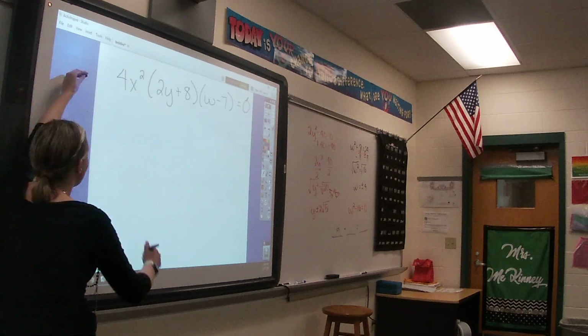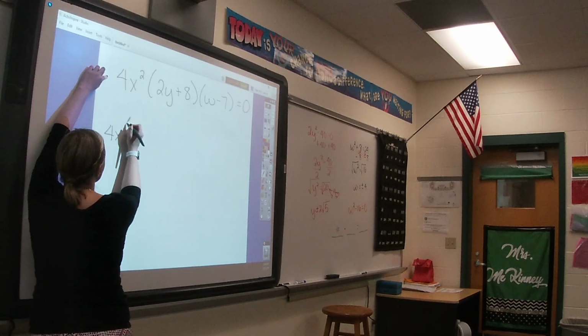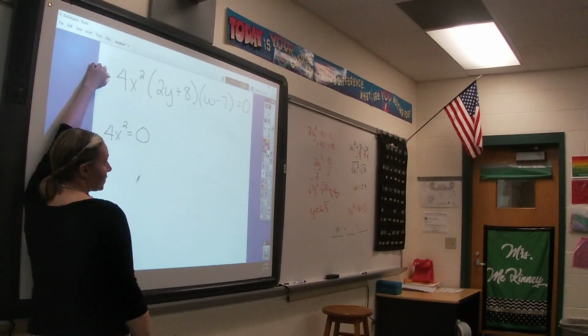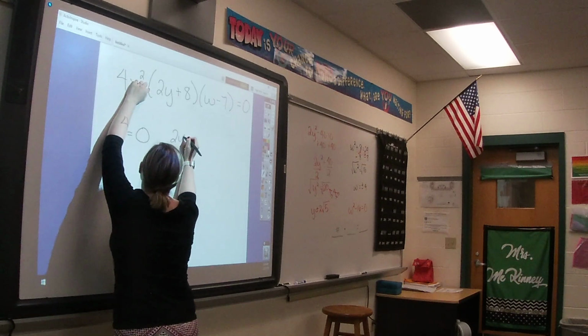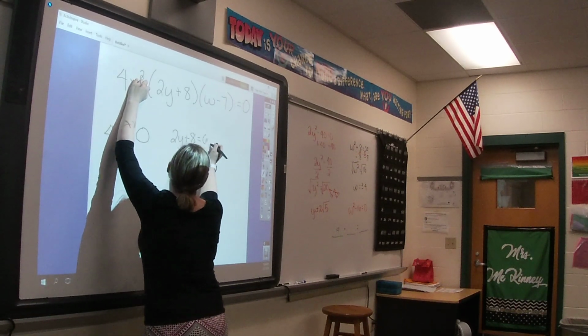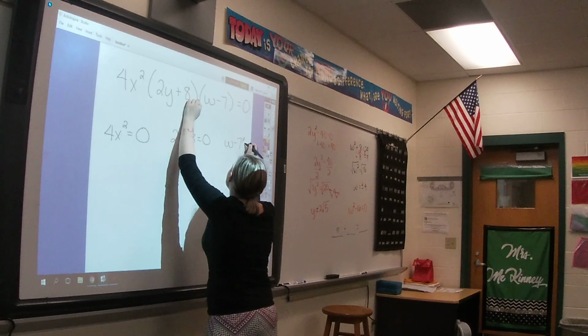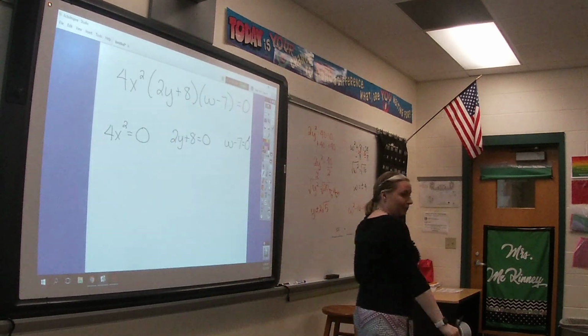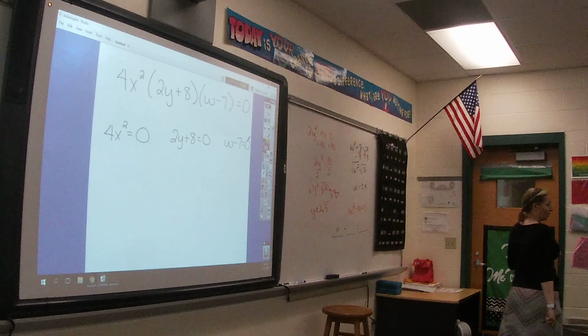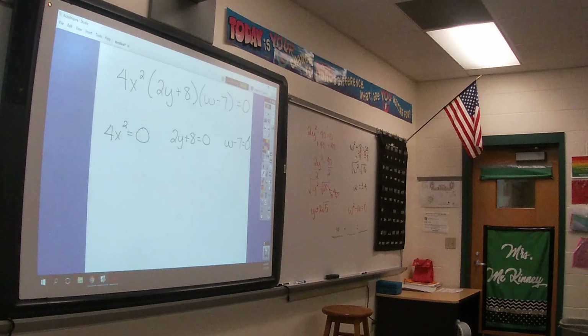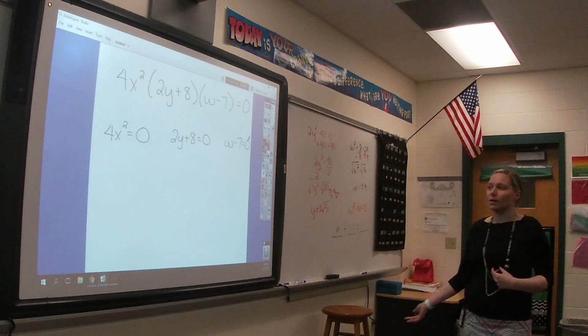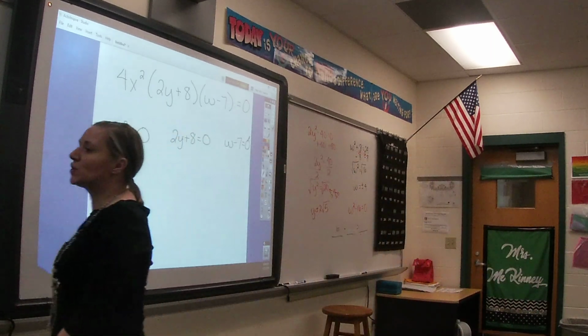So 4x squared could be the one that equals 0. 2y plus 8 could be the one that equals 0. Or w minus 7 could be the one that equals 0. And when we break it down into its smaller pieces, well, then it's no big deal. How would we solve this first one?